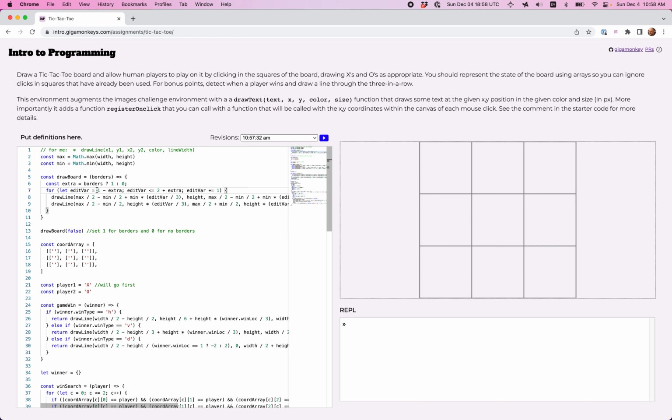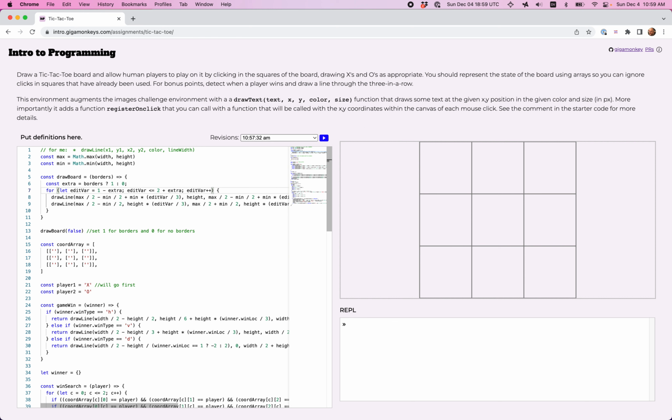Okay, so back on our loop. We're looping either from 1 or from 0, up to and including either 2 or 3. So I guess if extra is 0, we're looping from 1 to 2, and if extra is 1, we're looping from 0 to 3. So that's 0, 1, 2, 3, or 1, 2. And then editVar plus equals 1. I can just quickly change that.